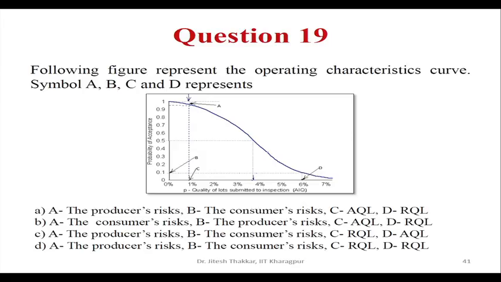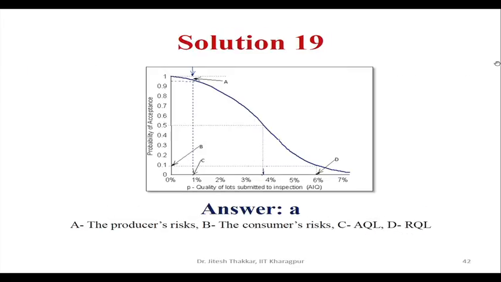You have seen the operating characteristic curve, and how it is plotted, in the video lecture. Once again, just look at this curve. The various areas are marked at A, B, C and D, and you are supposed to tell which one represents producer's risk, which one represents consumer's risk, which one represents AQL, and which one is RQL. You can see the options A, B, C and D carefully on the screen, and the correct answer is A.